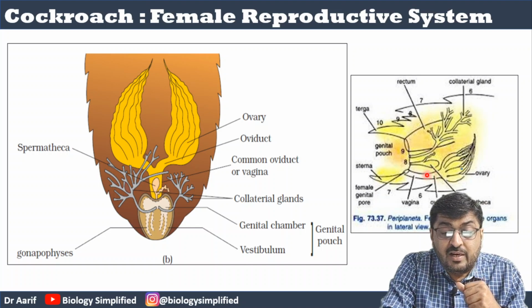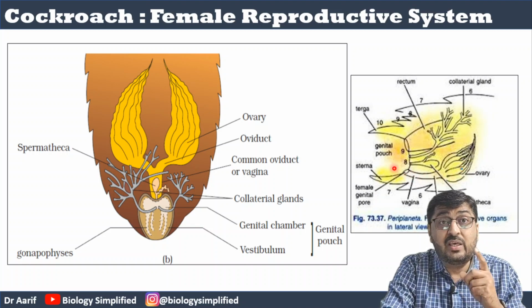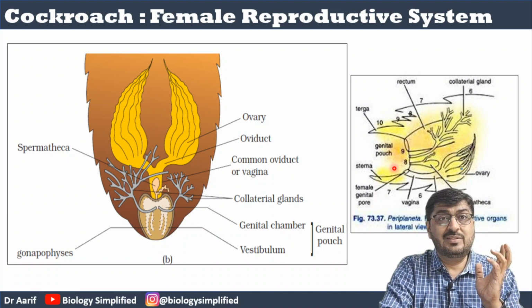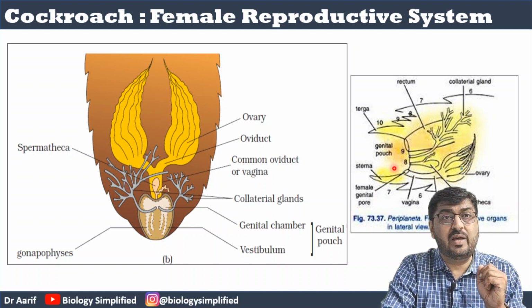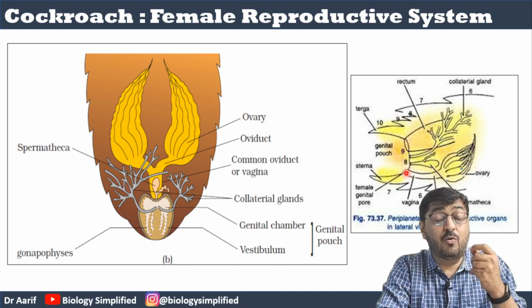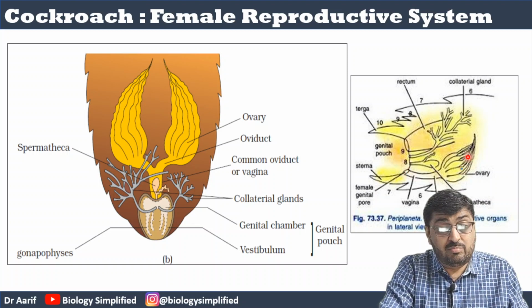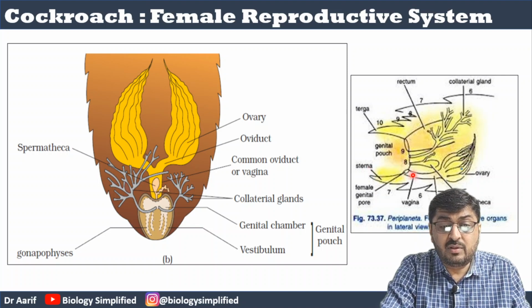Okay. Now, this is the area from where the ova are going to come out. Each ovary having 8 ovarioles, right? So 2 ovaries, 16 ovarioles, right? Now the ovary is releasing, ovariole is releasing egg. So each ovariole releases 1 egg. So at least 16 of them will come out, right?